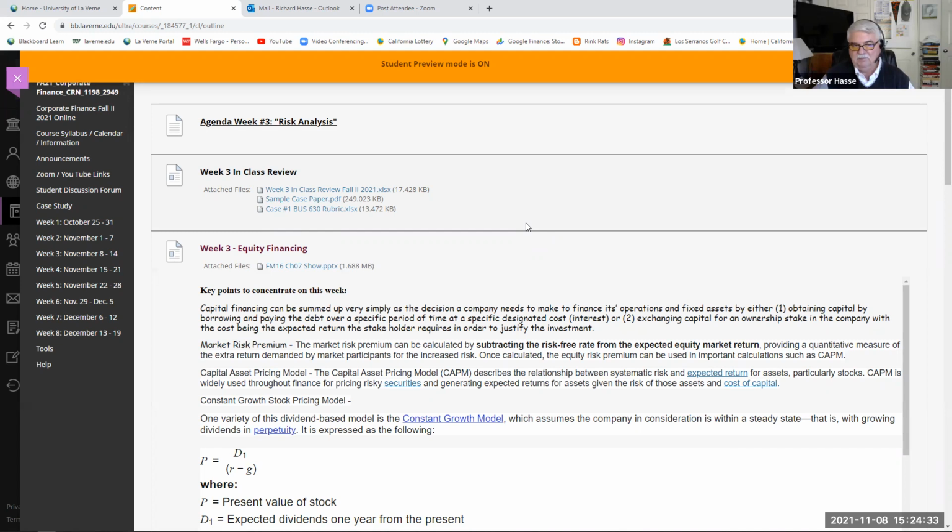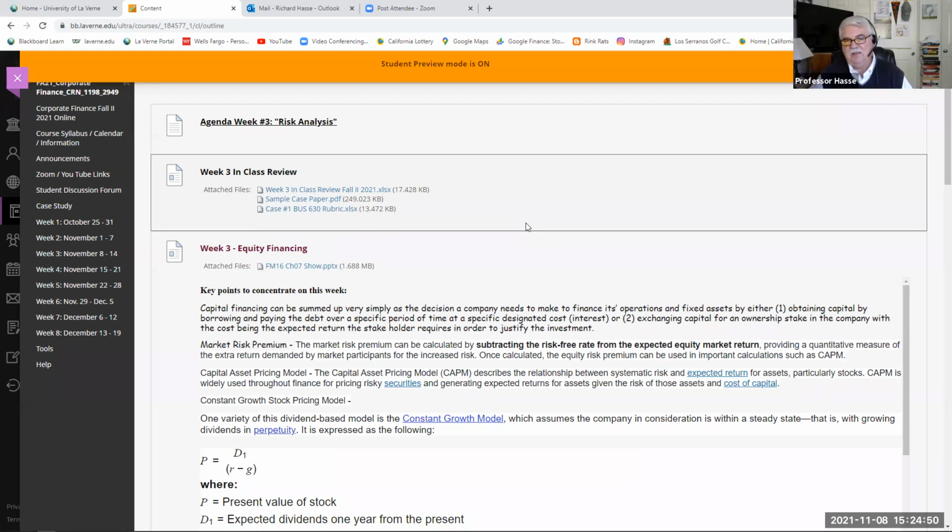The capital asset pricing model describes the relationship between systematic risk and expected return for assets, particularly stocks, the particular company that you're looking at, and their risk in the market. We're going to talk about that.